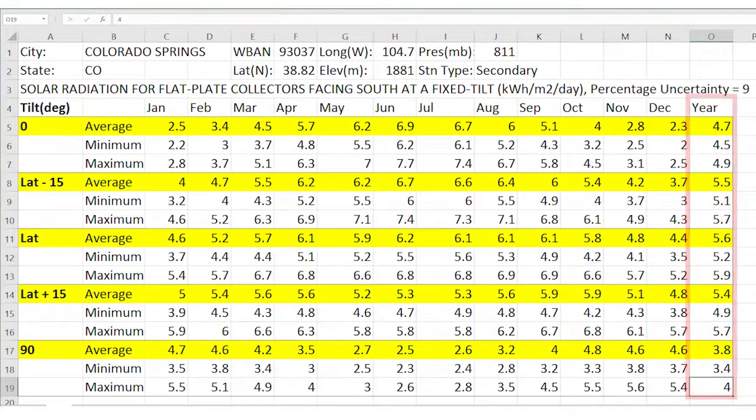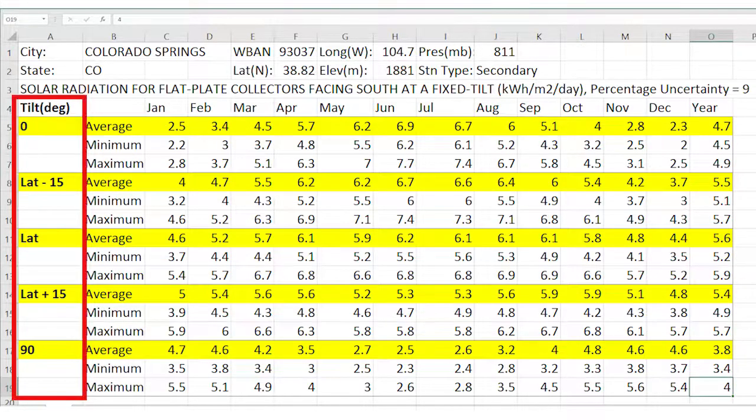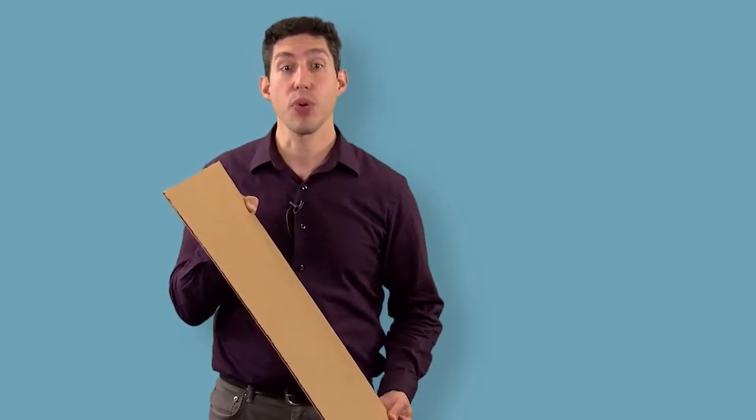There are always 5 values that are listed here: a tilt of 0 degrees, which would be flat, latitude angle minus 15 degrees, latitude angle, and latitude plus 15 degrees, and 90 degrees. 90 degrees would be what we'd consider vertical. Latitude represents insolation when the collector is at the same angle as the geographic location, which is 38.82 degrees. Latitude minus 15 would be 38.82 minus 15 degrees, which would be a collector at about 23.82 degrees. And latitude plus 15 would be 38.82 plus 15, or 53.82 degrees to horizontal.